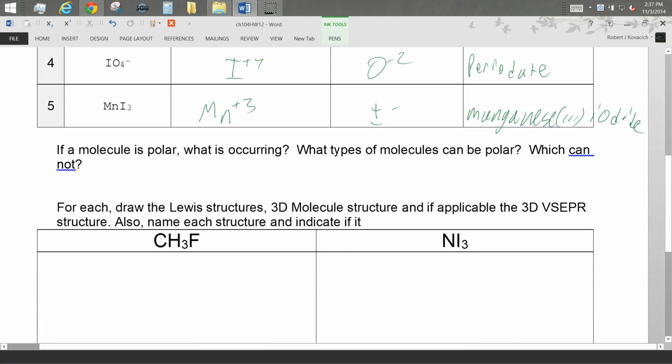If a molecule is polar, what's occurring? The electrons are being shared unevenly. Okay. What types of molecules can be polar? And can't? Okay.